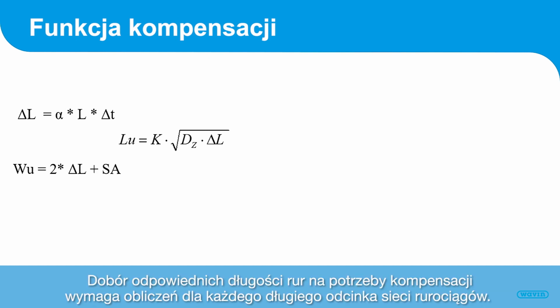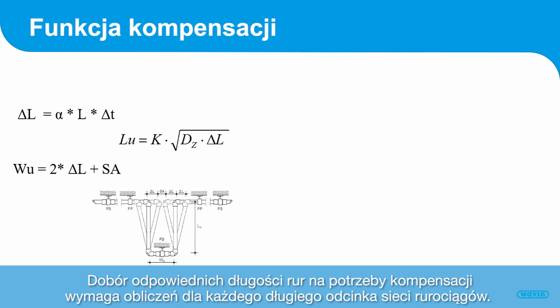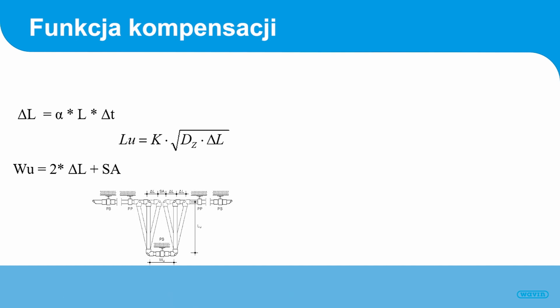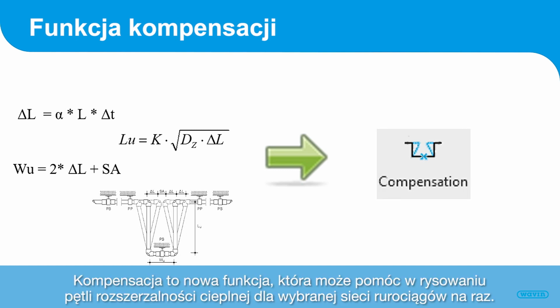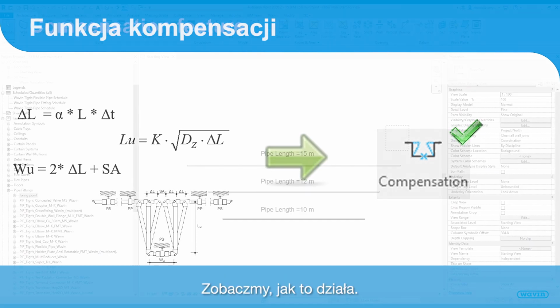The selection of appropriate pipe lengths for the compensation needs requires calculations for each long pipe network section. The calculation process is quite complicated, but we squeezed it into one simple functionality. Compensation is a new feature which can support you in drawing thermal expansion loops for a selected pipe network by ones. Let's see how it works.